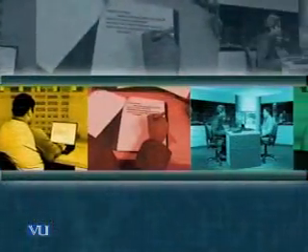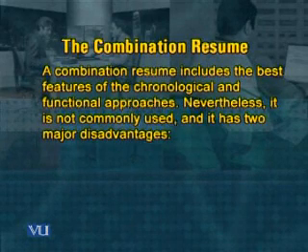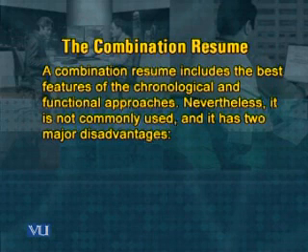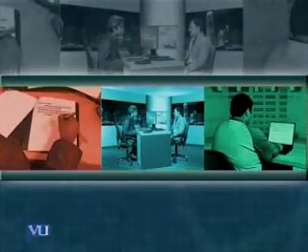So sometimes it happens that we combine these two resumes. We combine the chronological resume and the functional resume, and we make a combination of the two. This combination resume includes the best features of the two. I mean, it has the skills and the achievements, and it has the job experience combined together. Especially it is helpful for those who want to tell the employer that they have certain skills, certain accomplishments, and they have job experience.